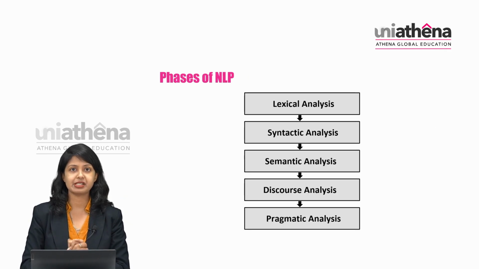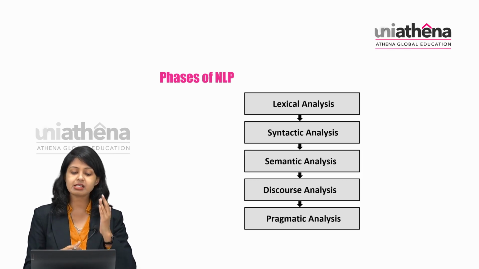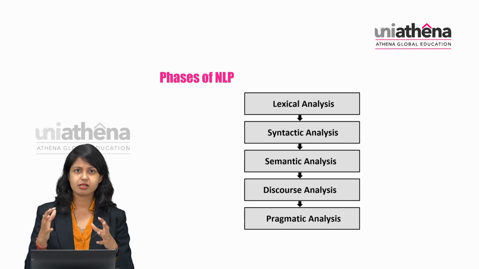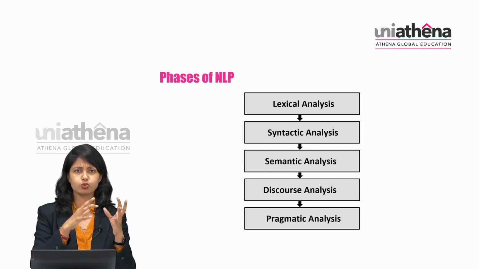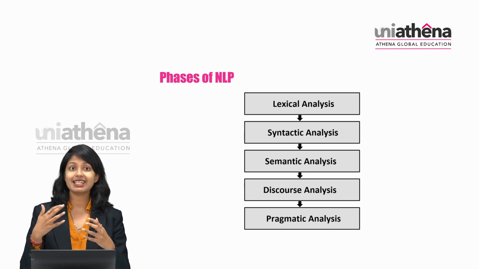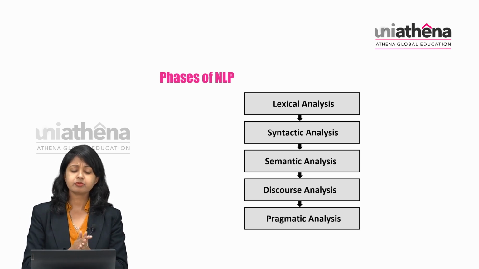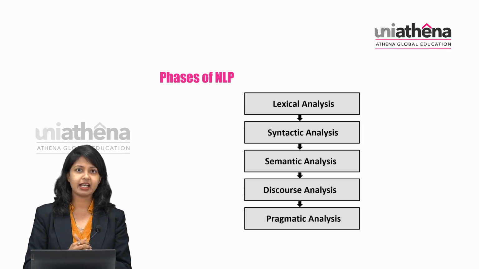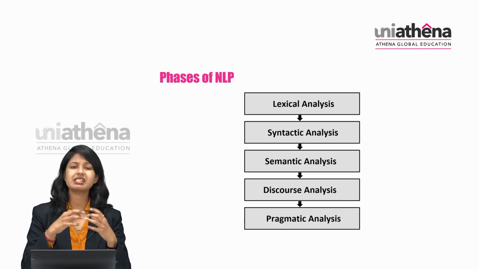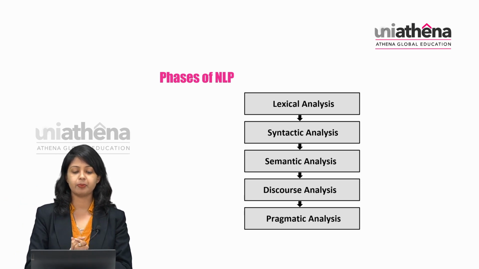Now let us look at the phases of NLP. There are basic 5 phases of NLP. It starts with the lexical analysis, followed by syntactic, semantic, discourse analysis, and at last the pragmatic analysis. What happens in the lexical analysis? It breaks the paragraphs into sentences and words. And then in the syntactic analysis, it basically checks the syntax. Then comes the semantic analysis, wherein it focuses on each of the different words and its meaning, the actual meaning of the particular word.